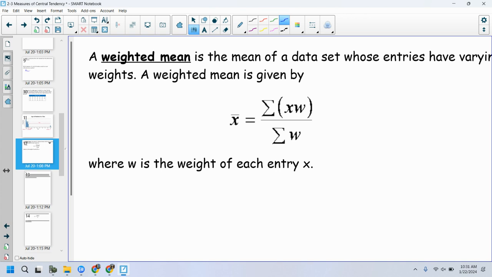A weighted mean is given by x bar equals the sum of xw divided by the sum of w. Now, w is the weight and x is the entry. Right? w is the weight, x is the entry. So sum of xw divided by sum of w.